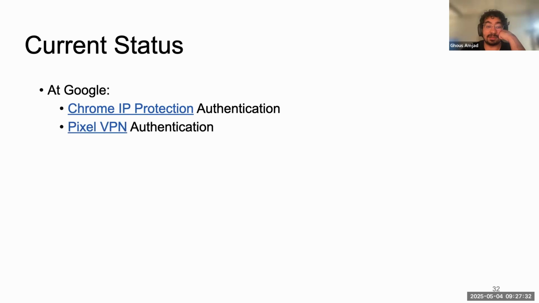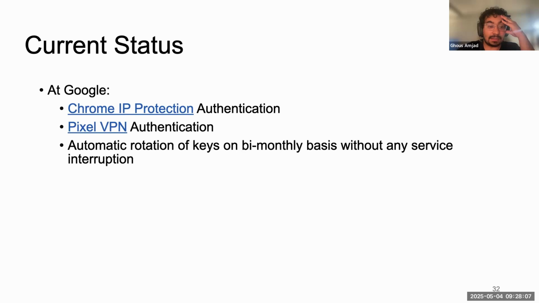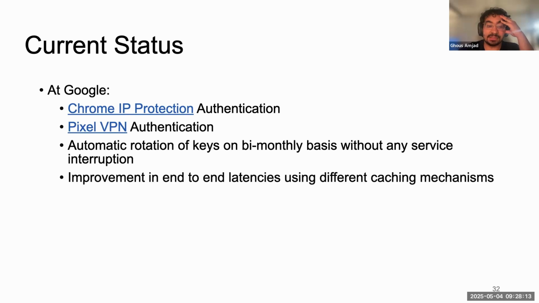They're also being used in Pixel VPN authentication. Again, here also, they're being used for things like, for example, we want that if somebody is allowed to use the VPN in a certain country, only a token tied to that country can authenticate the user in an anonymous way, so that they're basically trying to use a VPN. We shouldn't know what they're doing or who they are before they use it. And then automatic key rotation of keys are done on a bi-monthly basis without any service interruption.